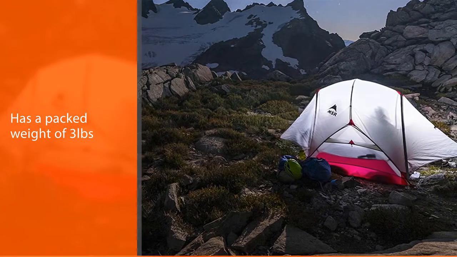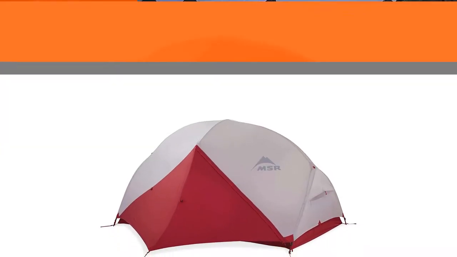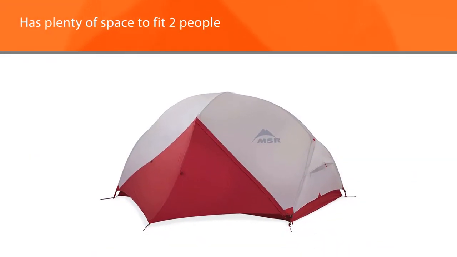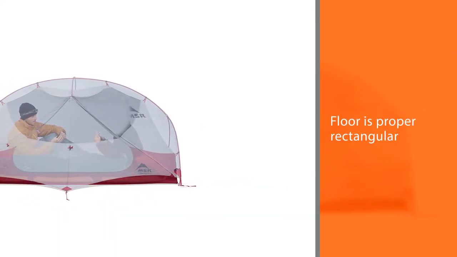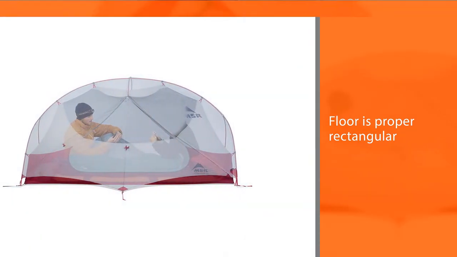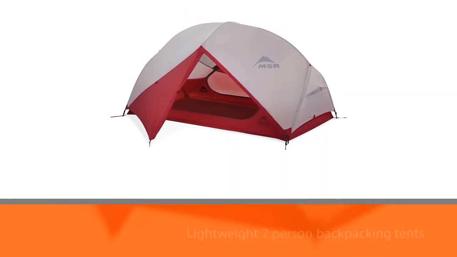It has a packed weight of 3 pounds 13 ounces and has plenty of space to fit 2 people as the floor is proper rectangular, instead of tapered at the feet. As far as lightweight 2-person backpacking tents go, it's spacious. But if you're used to car camping, you'll find this tent a little snug.